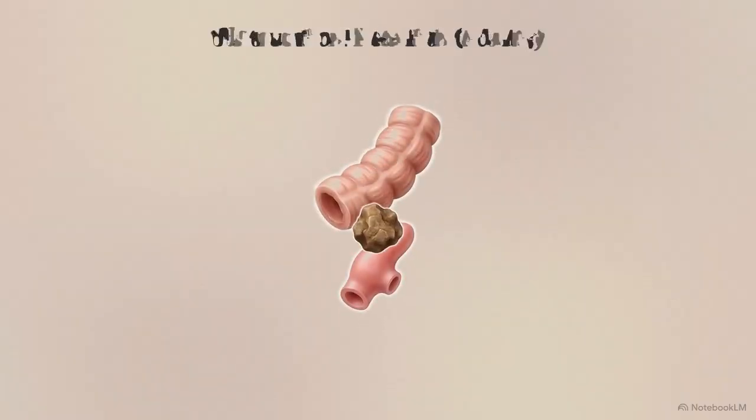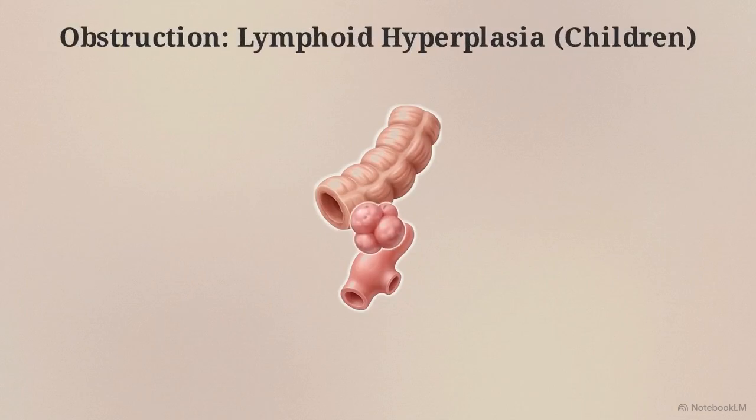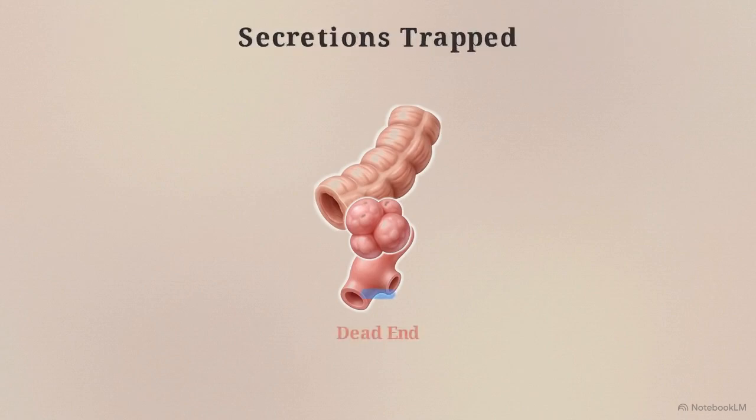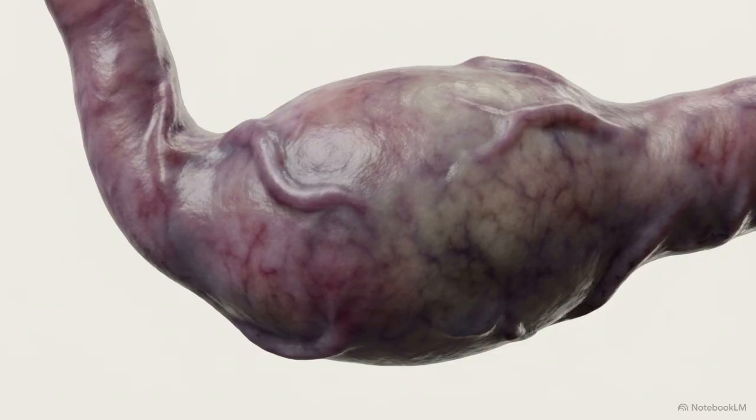In adults, this is usually a hard piece of stool called a fecalith, lodged firmly into the opening. In children, it is often caused by swollen lymph tissue. Because it is a dead-end tube, that single blockage traps all normal secretions inside. What was a quiet, benign organ is now a closed-loop system heading straight for mechanical failure.